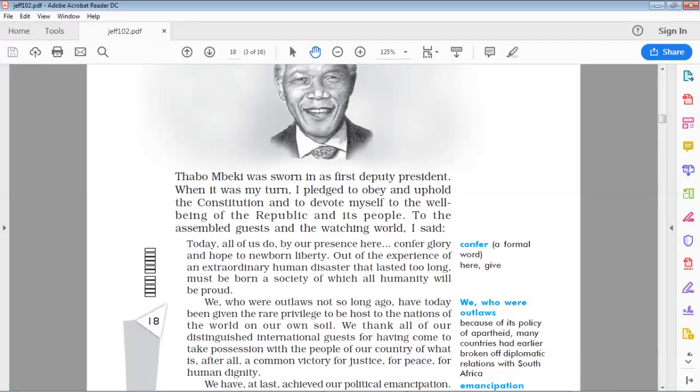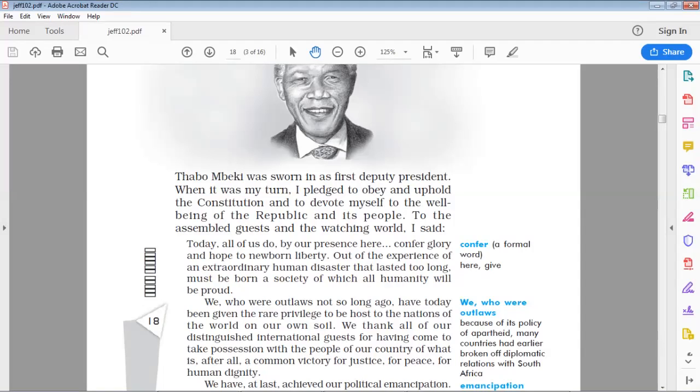So we who were outlaws not so long ago have today been given the rare privilege to be host to the nations of the world on our own soil. And today I'm feeling so proud that today we are on our own land and giving freedom to our own country.